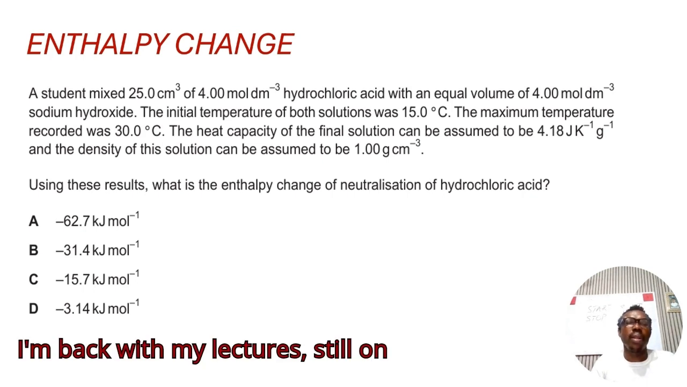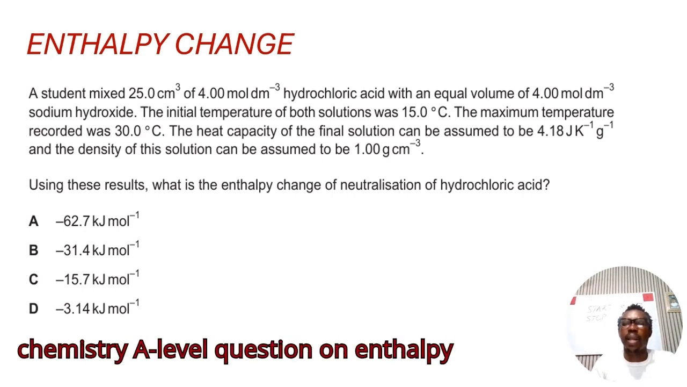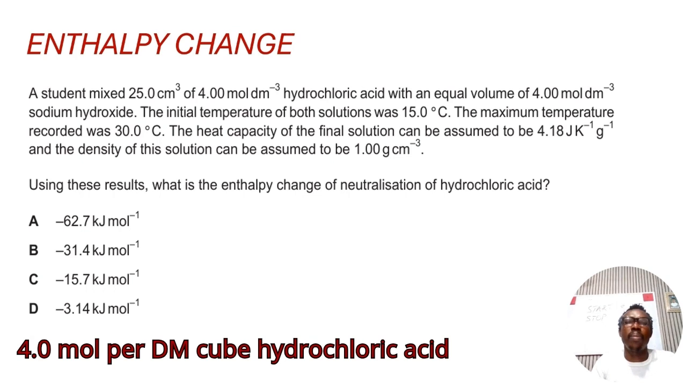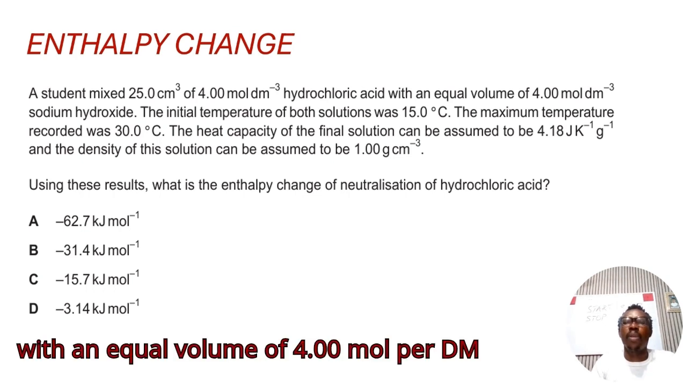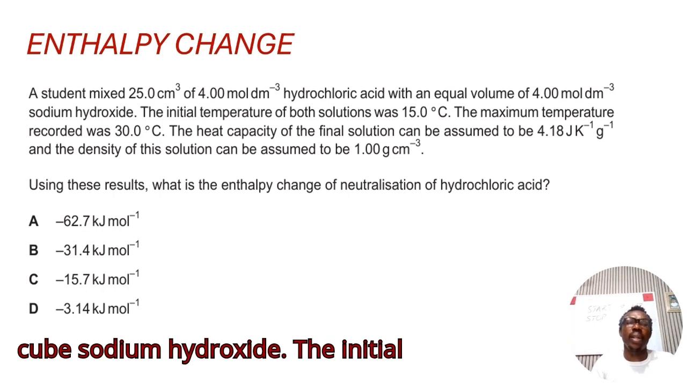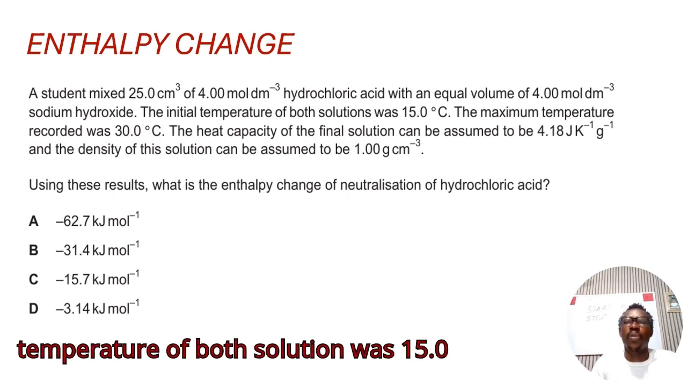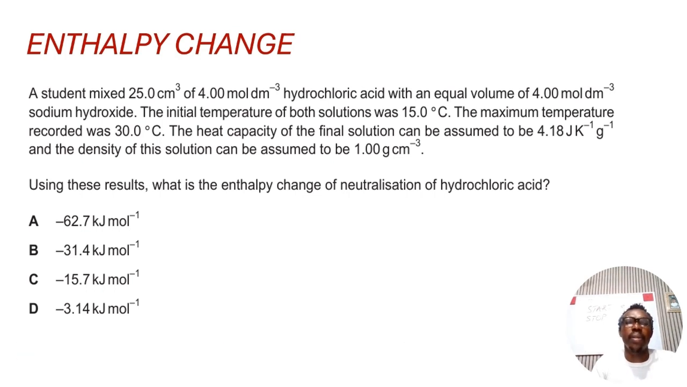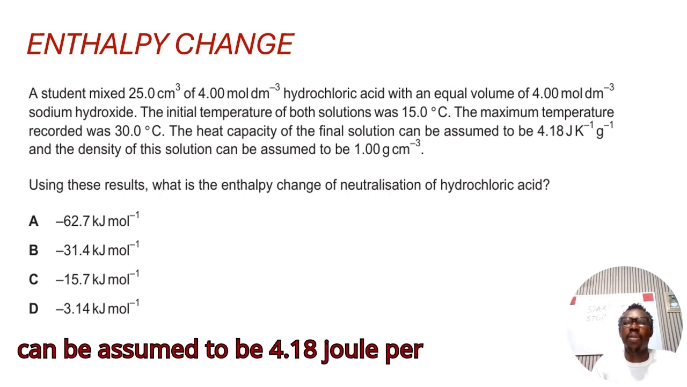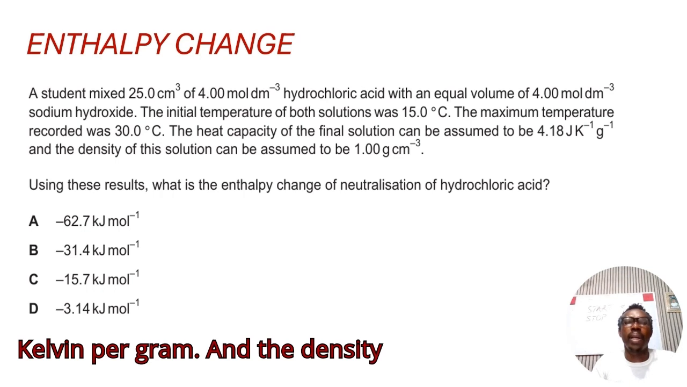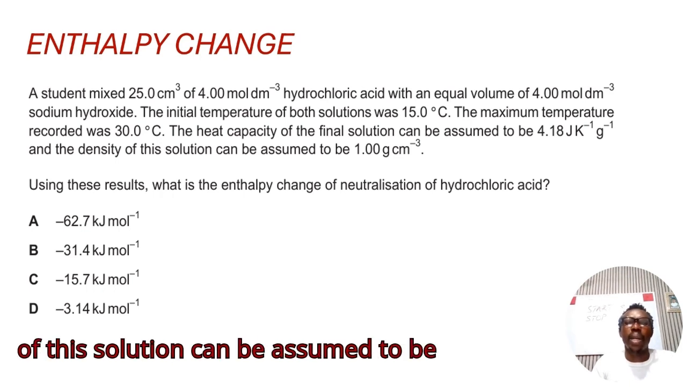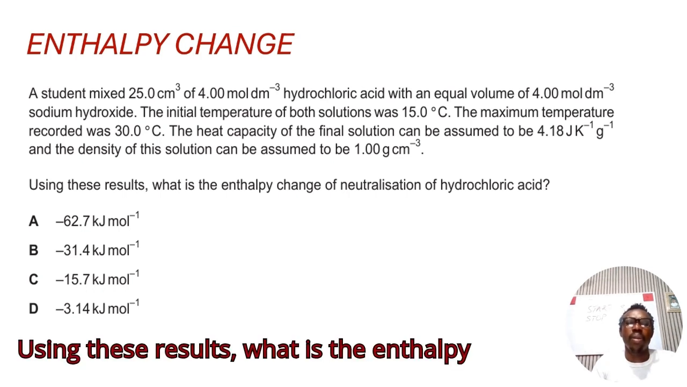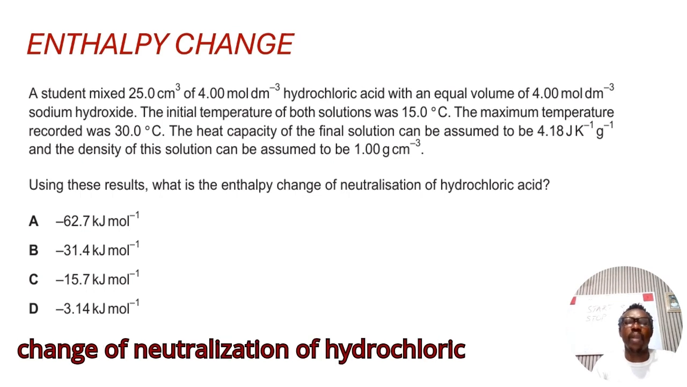I'm back with my lectures, still on enthalpy change. Before us, a typical chemistry A-level question on enthalpy change. A student mixed 25 cm cube of 4.0 mole per dm cube hydrochloric acid with an equal volume of 4.00 mole per dm cube sodium hydroxide. The initial temperature of both solutions was 15.0 degrees Celsius. The maximum temperature recorded was 30.0 degrees Celsius. The heat capacity of the final solution can be assumed to be 4.18 joule per Kelvin per gram, and the density of this solution can be assumed to be 1.00 gram per cm cube. Using these results, what is the enthalpy change of neutralization of hydrochloric acid?